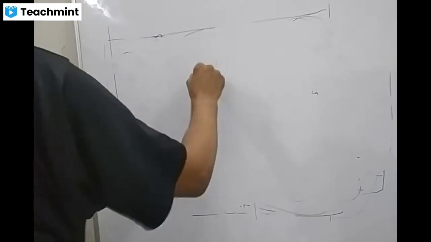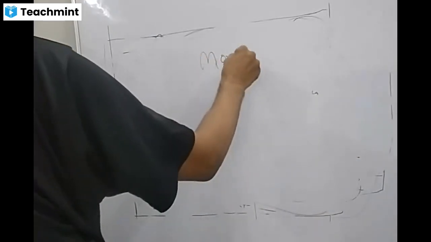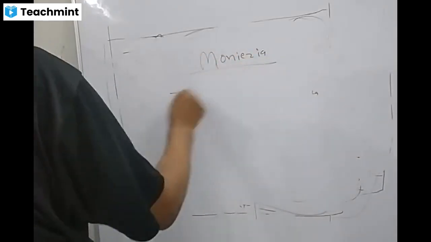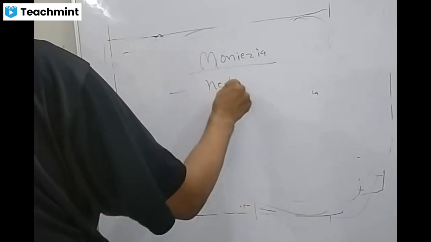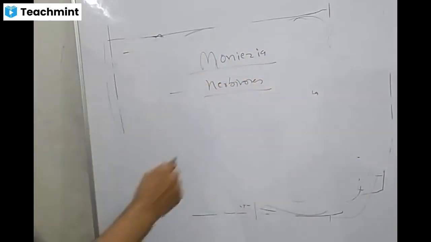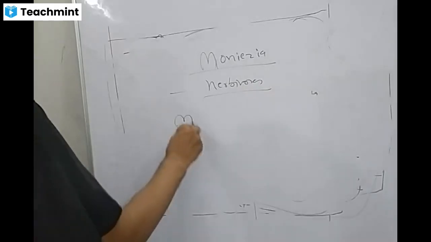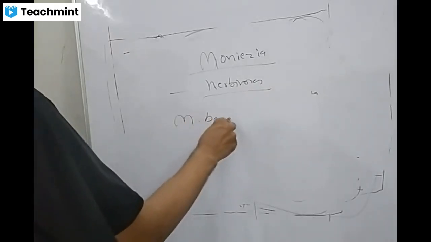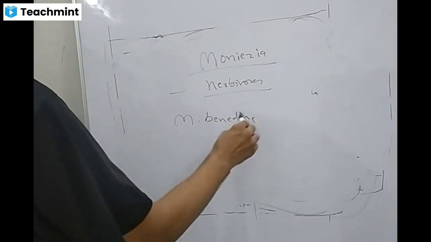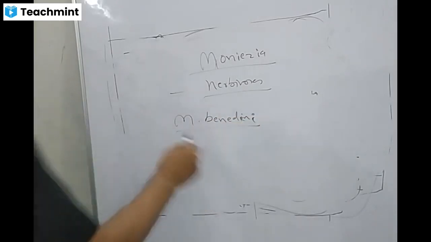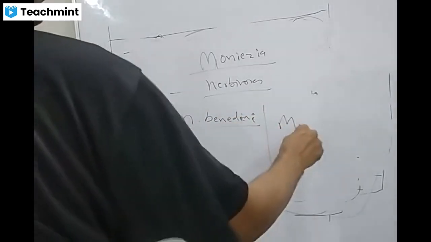Then there is one Moniezia. This is related with herbivores. With Moniezia, there are two MCQs. One is benedeni, one is expansa.